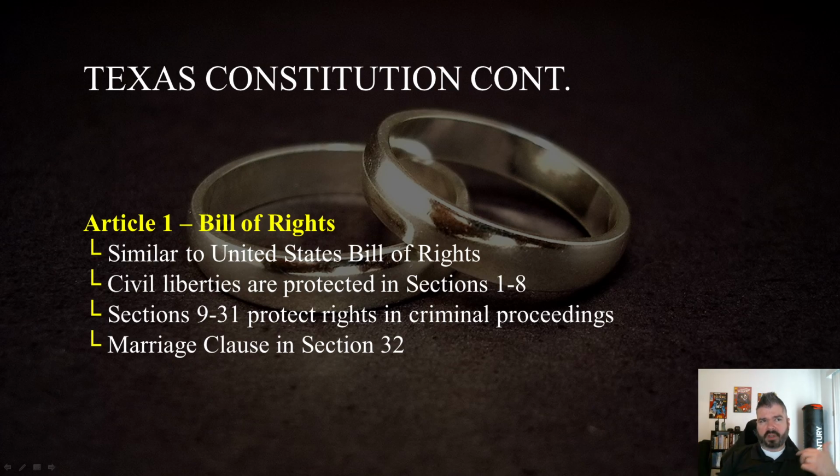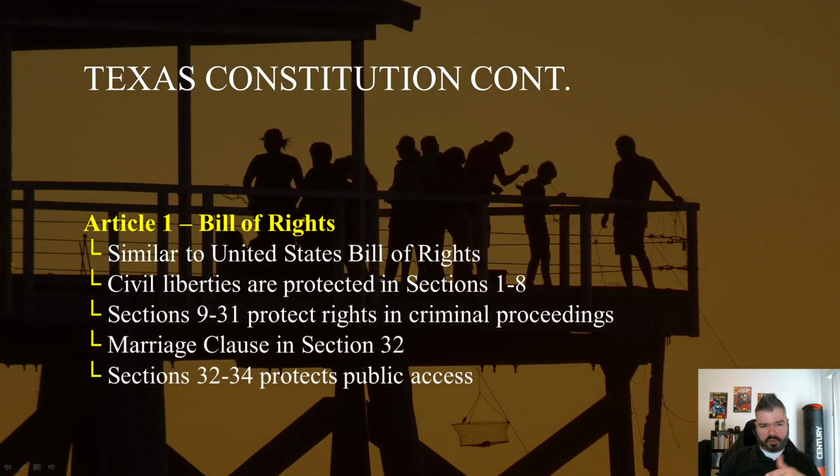Right? And we're going to talk a little bit later in this lecture about the national supremacy clause. And what that means is that when there's a conflict between the two, right? The federal law, the interpretation established by the Supreme Court, will supersede state law. This is built into the U.S. Constitution. We'll talk about that here in a bit. Sections 32 through 34 protect public access and use of public beaches, the right to hunt, the right to fish, harvest wildlife, etc. We find all of this laid out in Article 1.